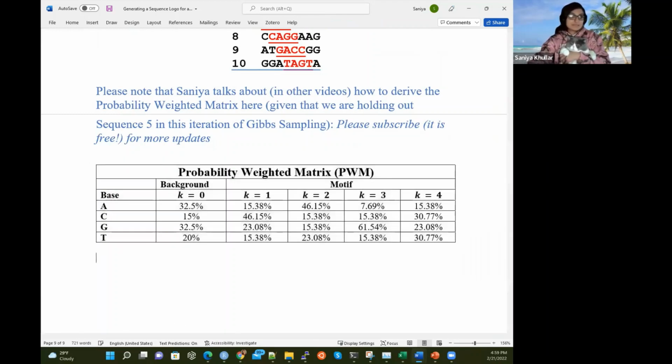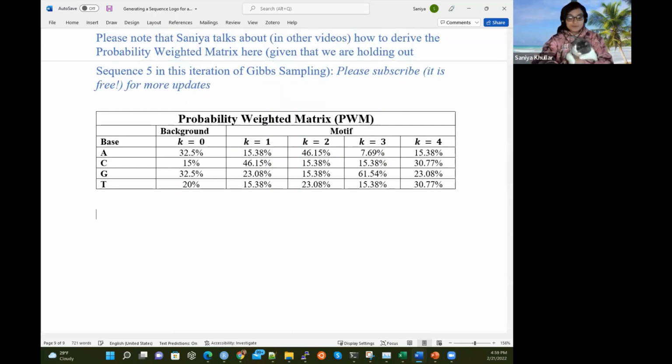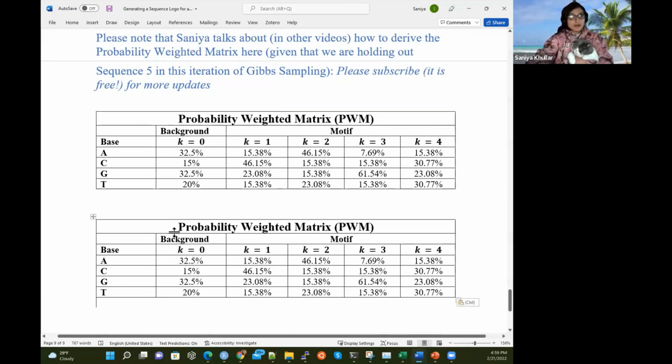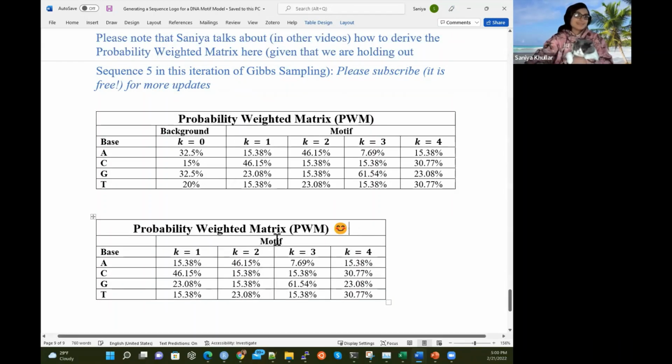And again, as before, we are not going to look at the background. We just wanted to look at the motif parts. So we're going to focus on just these probabilities.